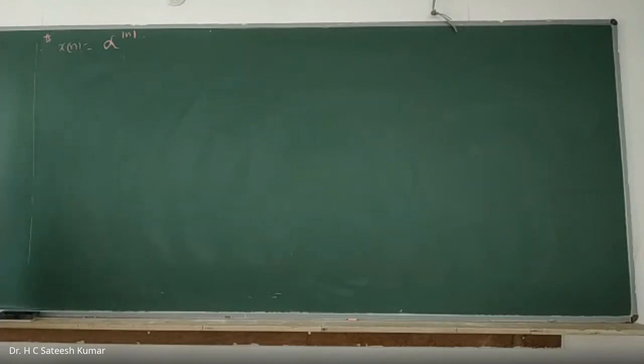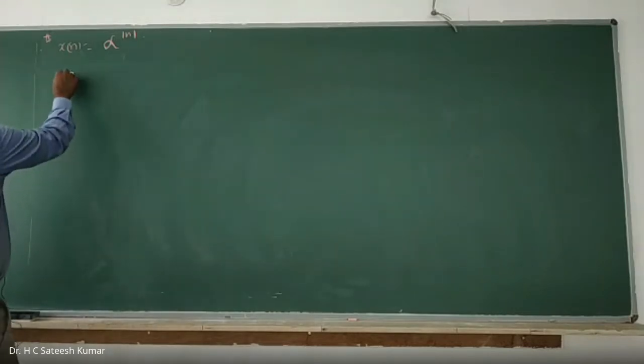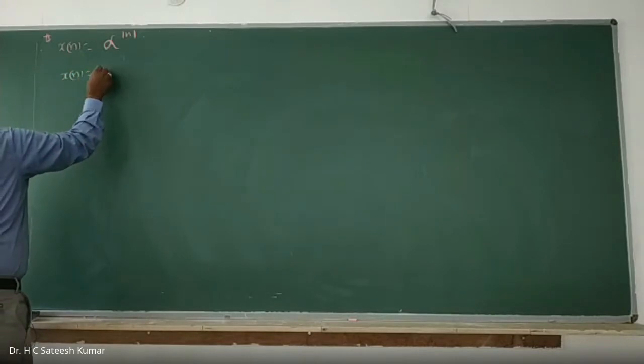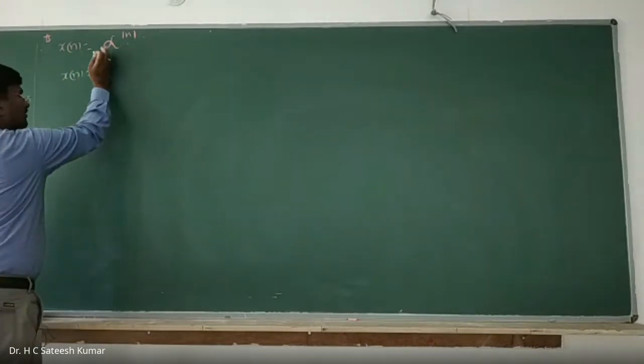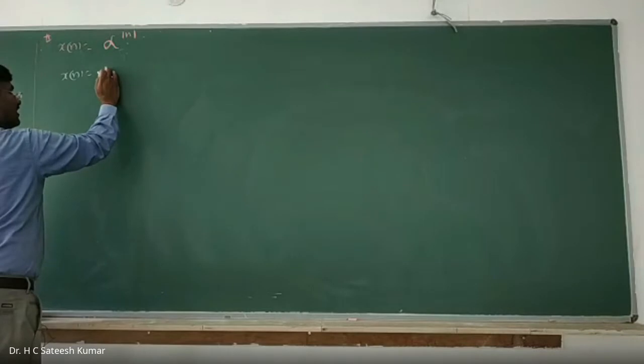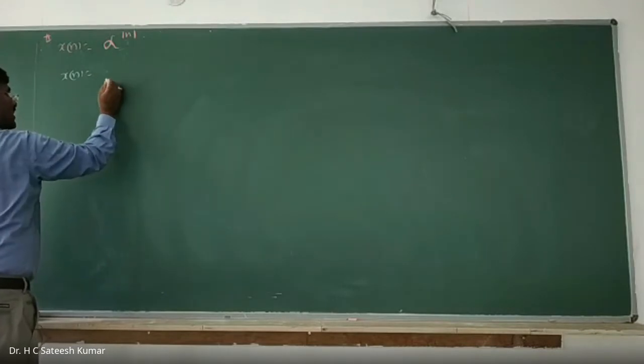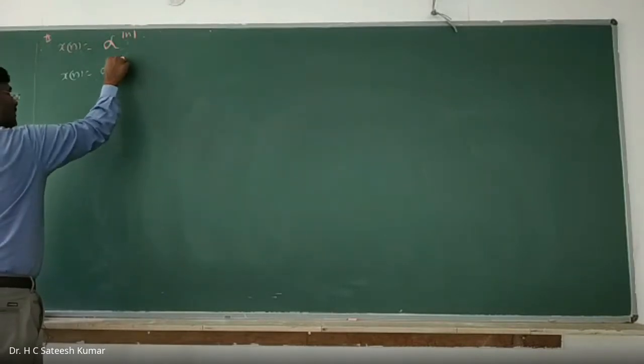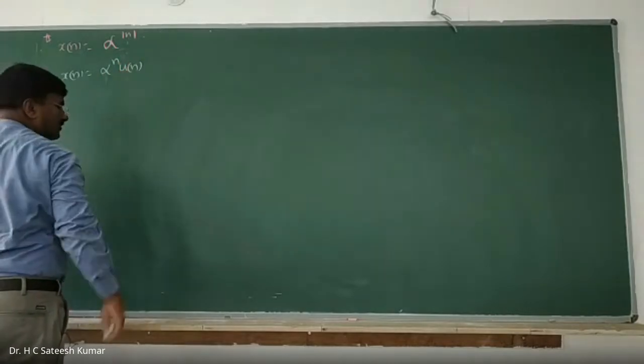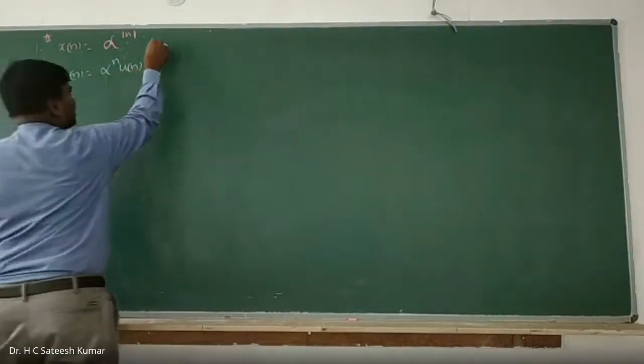Okay, right. So how will you do that? How will you write it? x of n is equal to alpha to the power of mod n is nothing but what? For positive values you will get plus n. For negative values you will get minus n. So therefore we can write it as alpha to the power of n into u of n. Okay, this one I'll write it first.